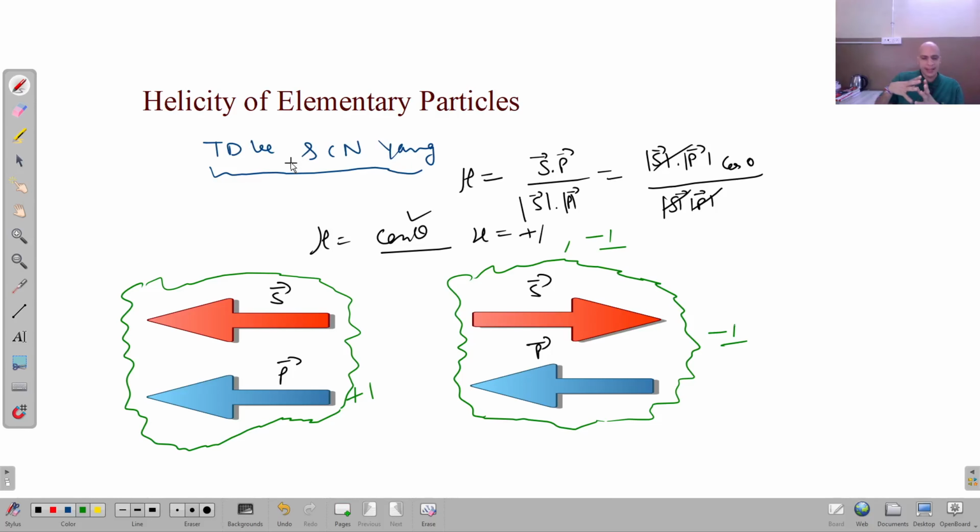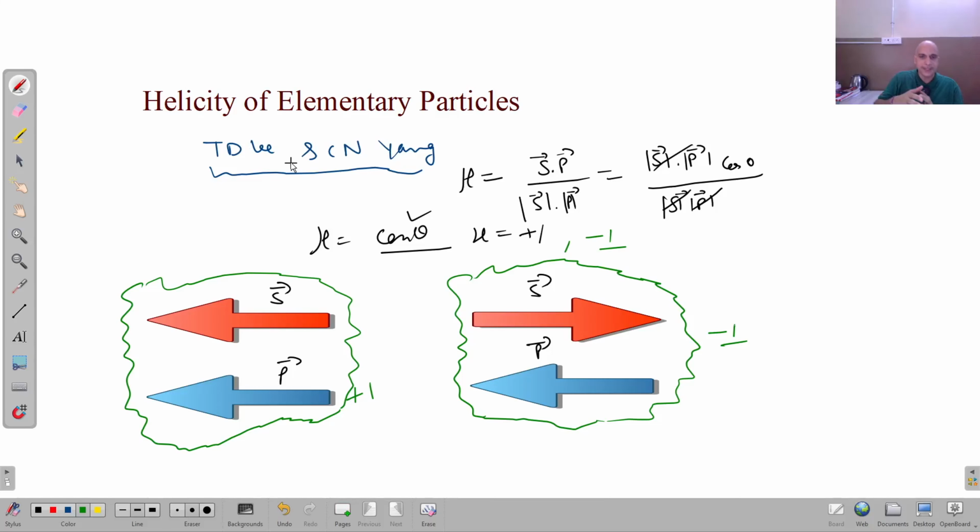T.D. Lee and C.N. Yang suggested that we know parity is a good quantum number in high energy physics, right? And the system has either positive parity or negative parity, right? And if a system is going to conserve parity, then the helicity must be equal to 0. We will see in the coming lectures. In that case, the helicity of the system must be equal to 0.